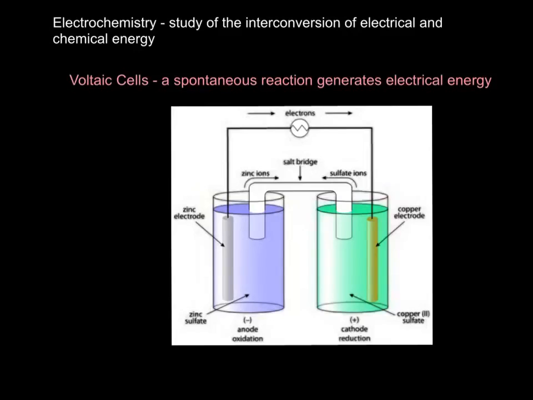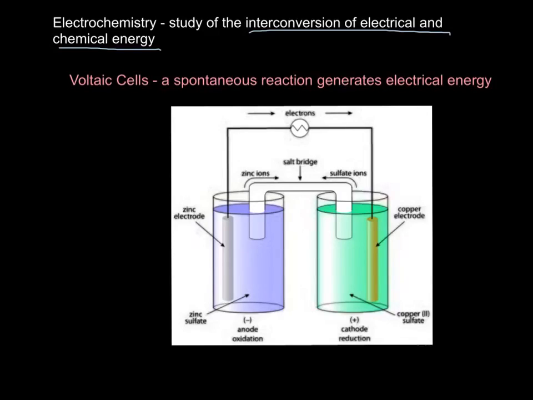Okay, this is just going to be an introduction to electrochemistry. Electrochemistry is the study of when we make conversions between electrical and chemical energy. So in some cases, we're going to be using electricity to cause a non-spontaneous reaction to occur. In other cases, we're going to be looking at a spontaneous reaction producing electrical energy that we can use.